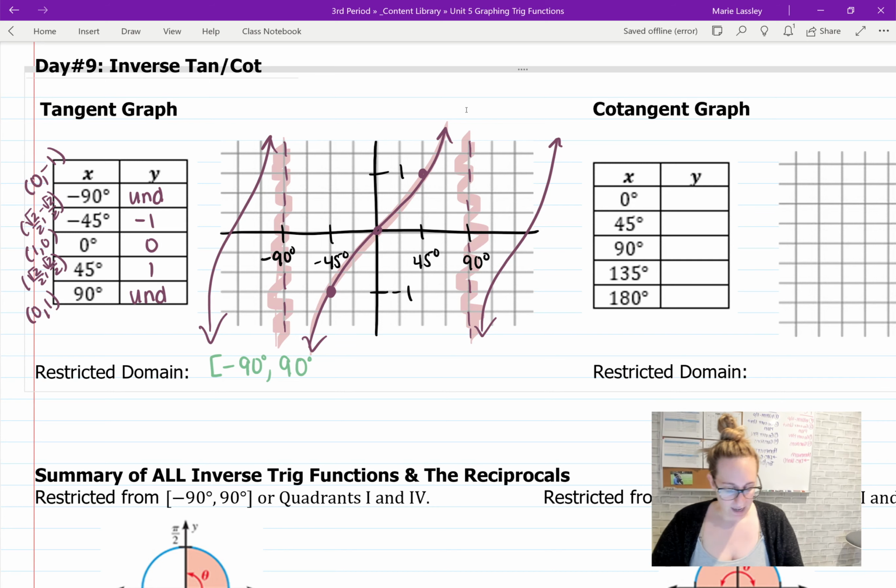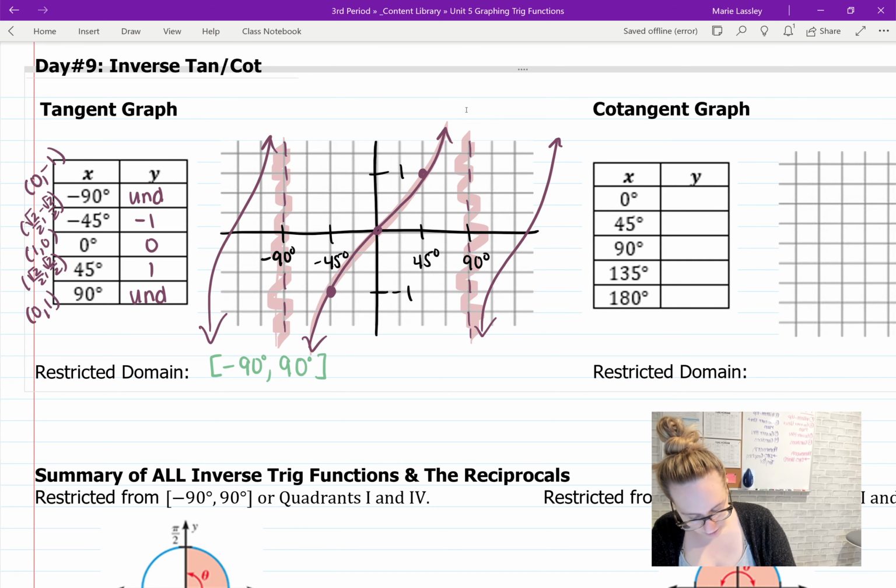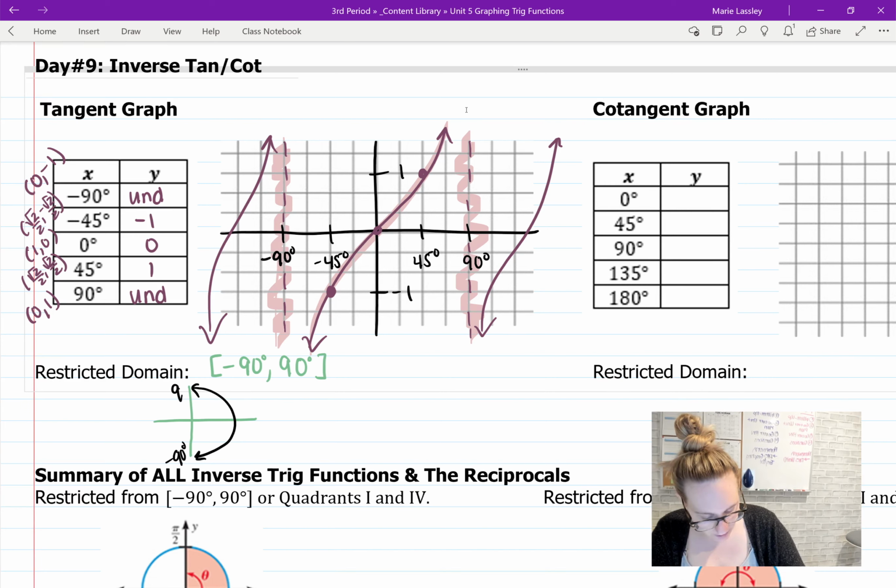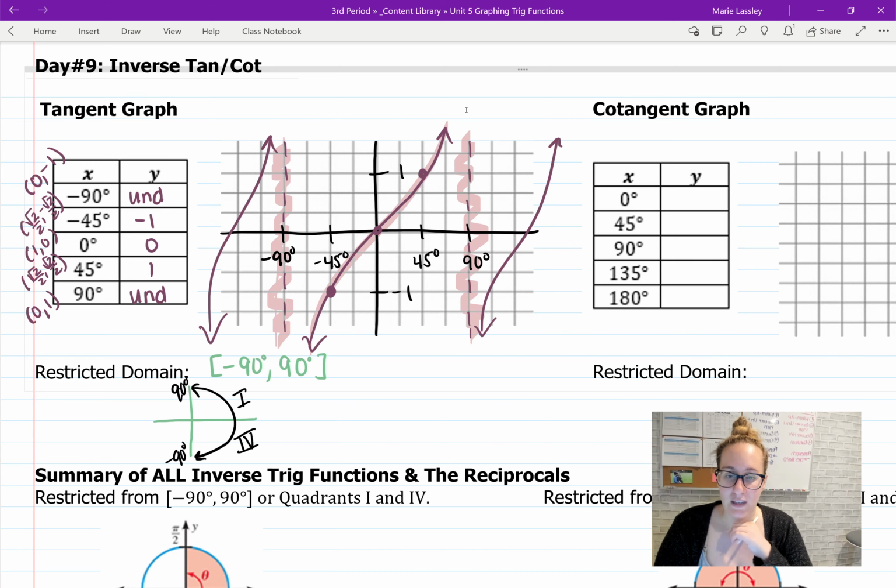If we're thinking about our unit circle, we're right here. Here's -90, here's +90. This is quadrants 1 and 4. So that is tangent.